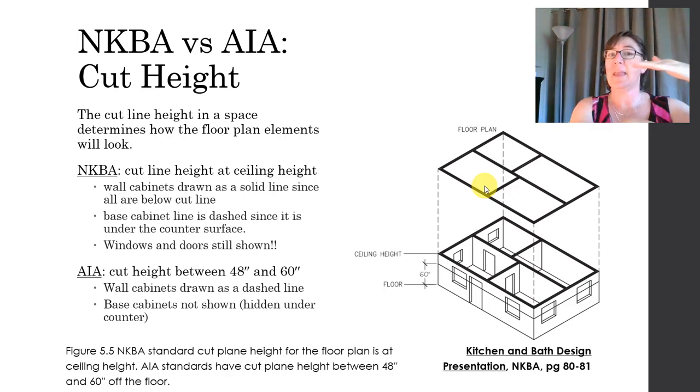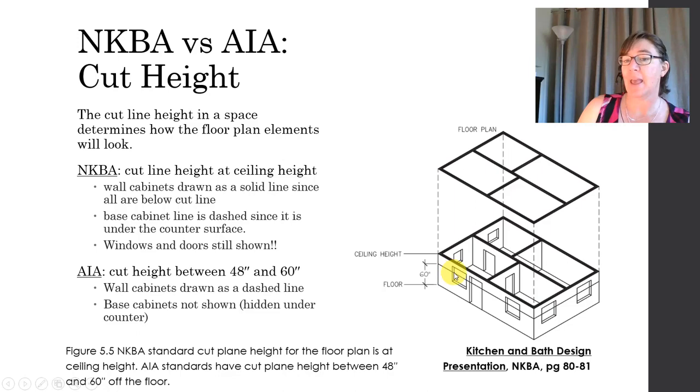Next, lower will be the countertops, and then under the countertops will be the base cabinets, and they are going to be shown with a dashed line because they're below that counter surface. However, and this is a little tricky, windows and doors are still shown as if we were cutting through them. So here's an illustration of how we are cutting in the NKBA standards right at the ceiling height. See how high up we are? Okay. But we cheat a little bit and we pretend that we cut through windows and doors. All right.